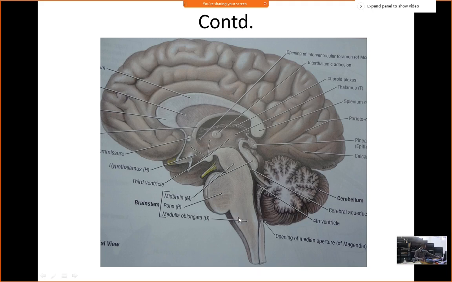But the upper part of the medulla oblongata is open. It directly continues with the space of the fourth ventricle. So this part is called the open part, and this part is called the closed part.